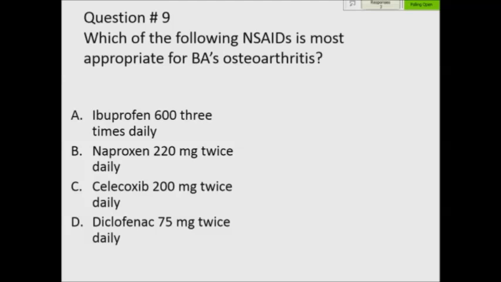So should we put him back on ibuprofen 3 times a day? Should we encourage naproxen at 220 twice a day? Should we switch to Celebrex at 200 milligrams twice a day? Or should we switch to diclofenac at 75?